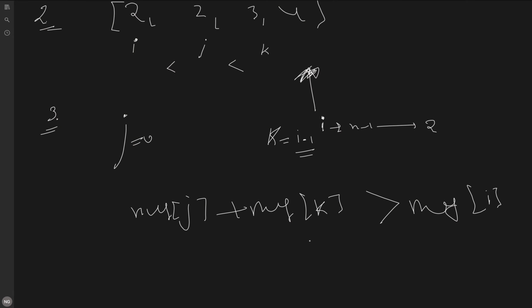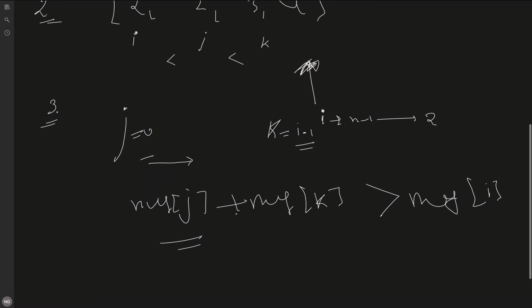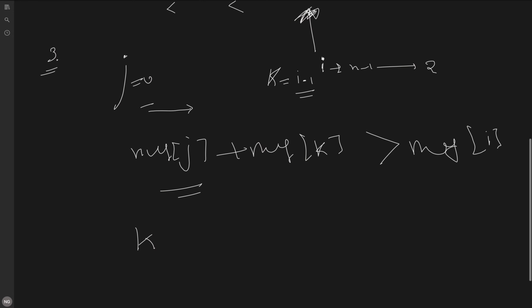If nums of j plus nums of k is greater than nums of i, then in that case, by keeping that k, if we move j from left toward k, all of the values are greater than this j, and this j is self-satisfying, forming the triangle, so all the others are formed. So the total number of triangles by this condition will be k minus j.